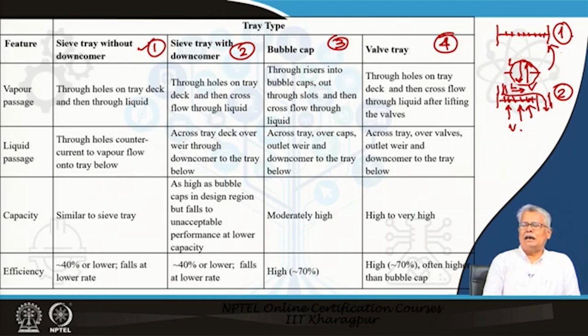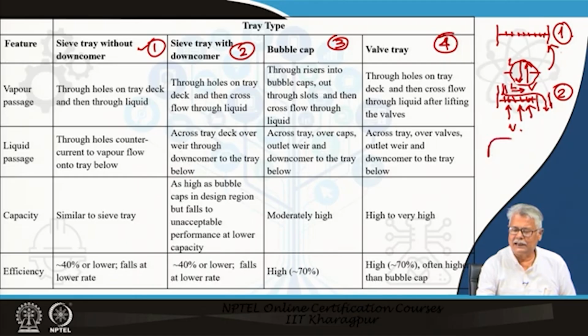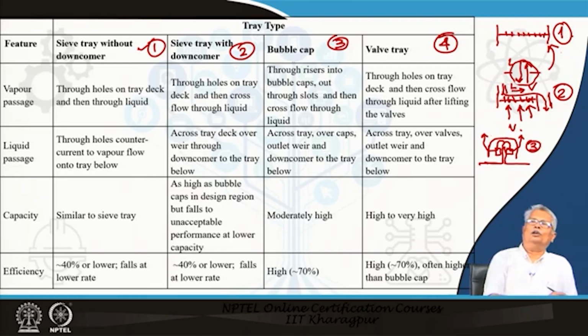In case of bubble cap, you have an inverted cap and a riser. The inverted cap has slots, and the riser is fitted onto a deck. So what happens is the vapor comes out through the slots and bubbles out like this. All of this has been told to you, and how it is designed and what the limitations and operations of these bubble caps are has also been told to you.